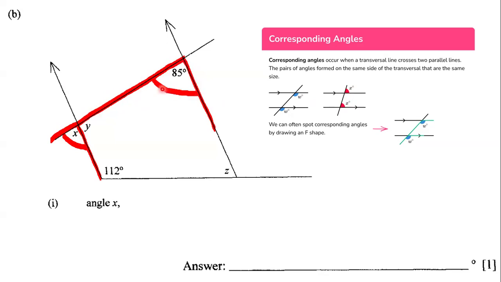And so notice that this is 85 degrees. And notice that angle X is here, which means that angle X and this angle whose side is 85 degrees are corresponding angles. So if this angle is 85 degrees, that means that X is also 85 degrees because corresponding angles are equal in measure.